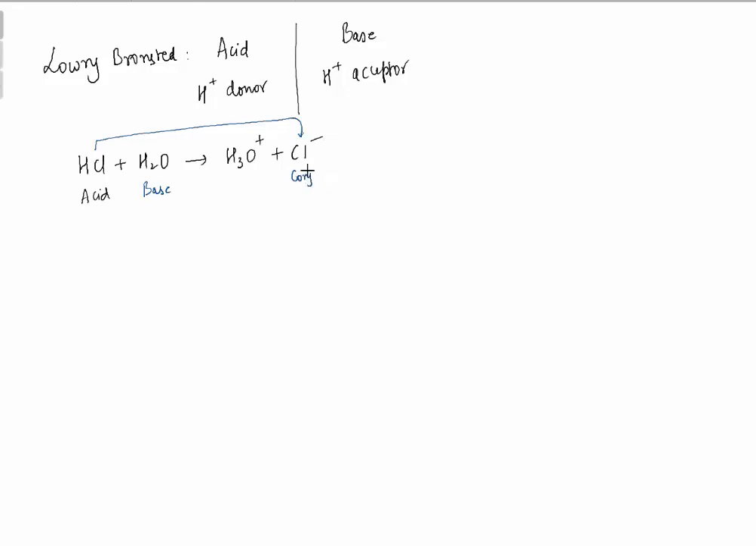Now please remember, this is called conjugate base. Now H2O accepted a proton from HCl to form conjugate acid. Now, according to Arrhenius, acid donates H plus. So please remember, according to Lowry-Bronsted or Arrhenius, acid is H plus donor. There is no problem whatsoever. But the context of base changes because according to Arrhenius, base is hydroxide donor, whereas according to Lowry-Bronsted, base is H plus acceptor.